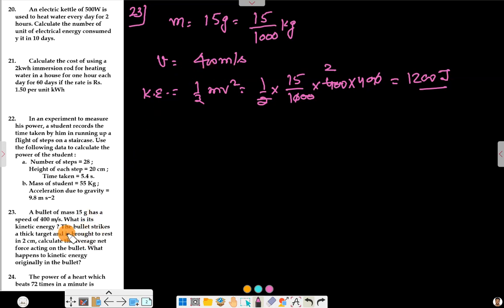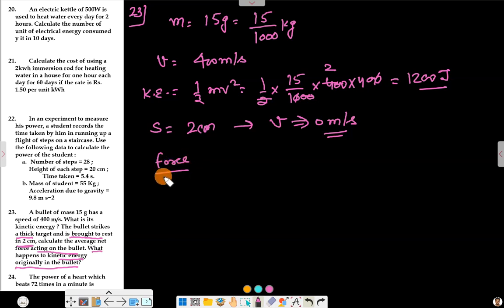Now the bullet strikes a thick target and is brought to rest in 2 centimeter. So distance traveled is 2 centimeter. After this 2 centimeter, velocity goes to 0 because it comes to rest. Calculate the average net force acting on the bullet. What happens to the kinetic energy of the original bullet? So what we have to calculate? We have to calculate the force that acted on the bullet.